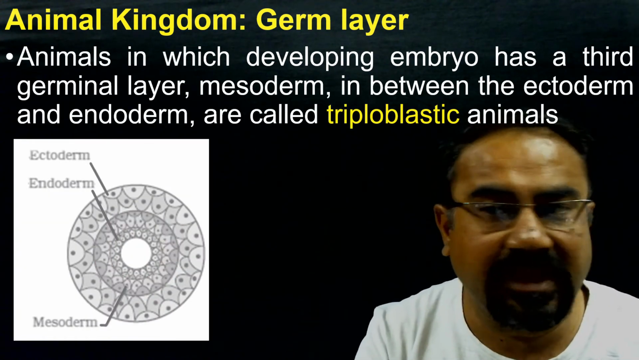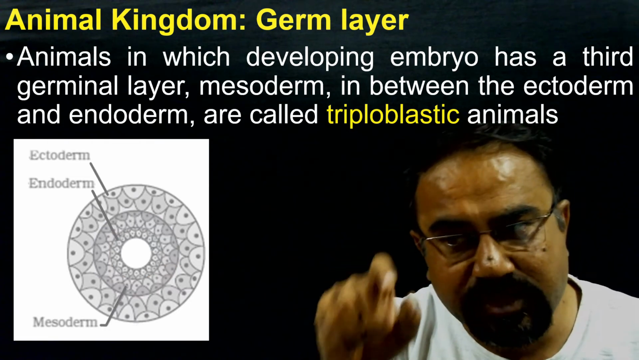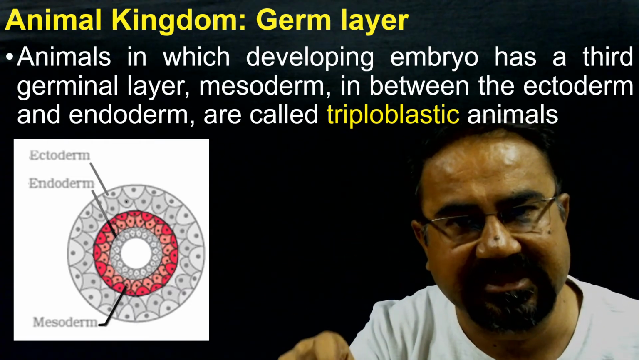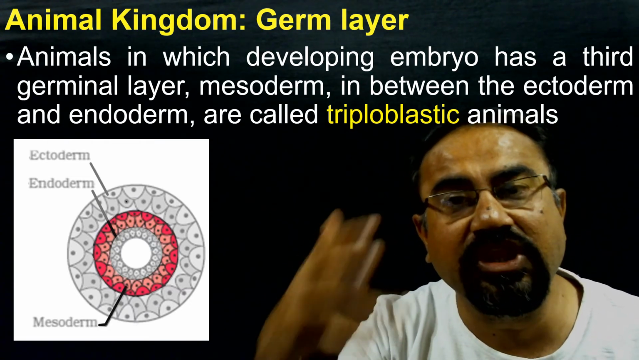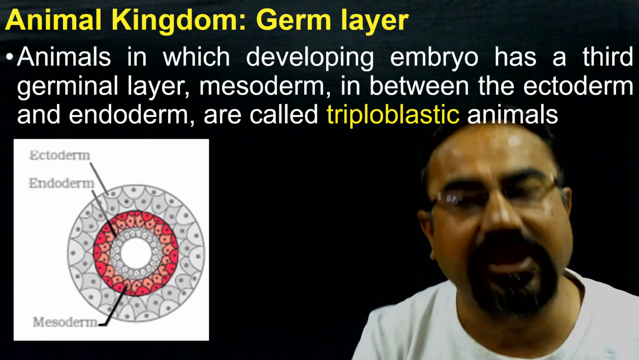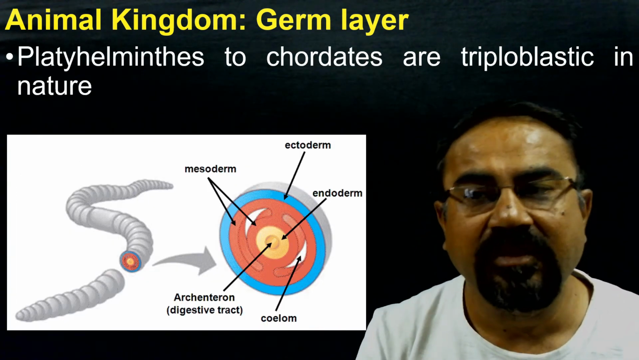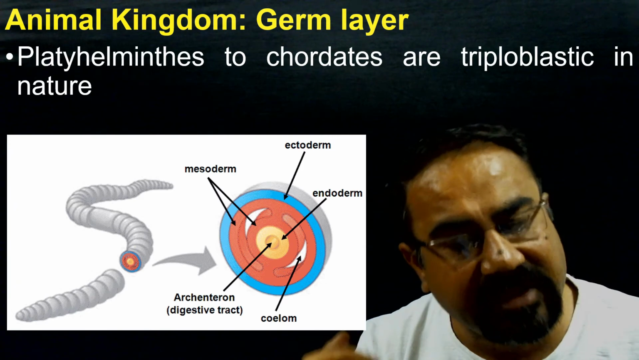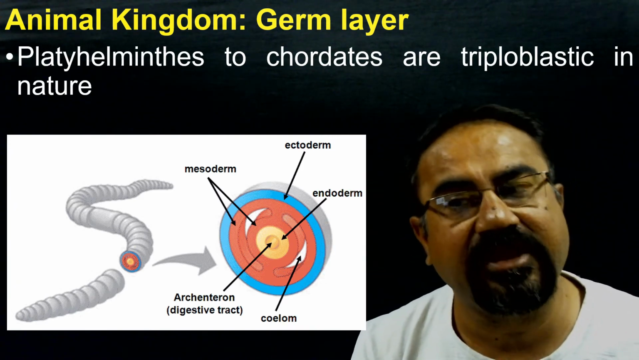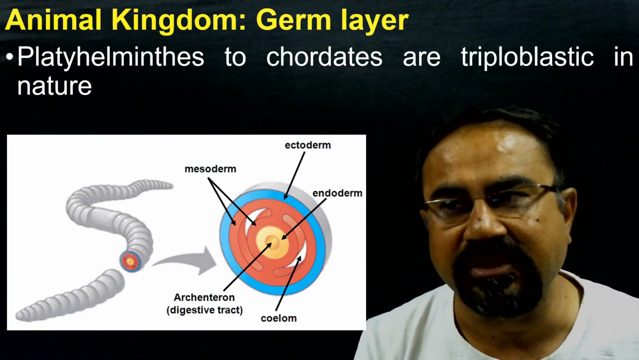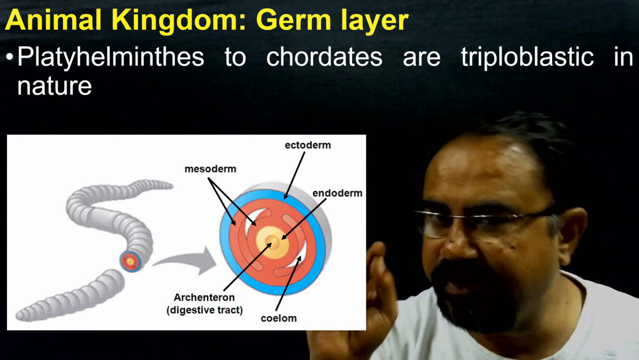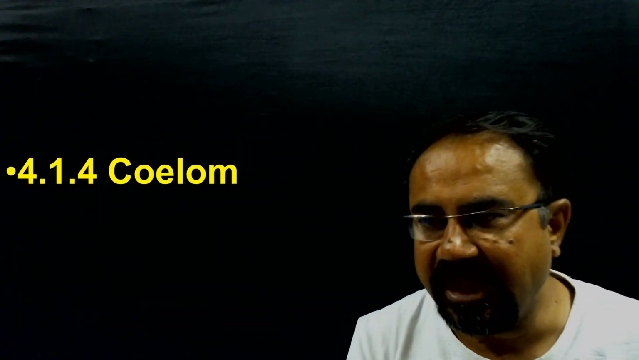अगर यही मिजोग्लिया की जगह पे there is mesoderm, it is having cells, it is having a layer, तो तीन लेयर हो जाते हैं and we are calling it triploblastic animals. And from platyhelminthes onwards, every organism, all the animals, are triploblastic in nature. So this germ layer is also helping us in classification of the animal.